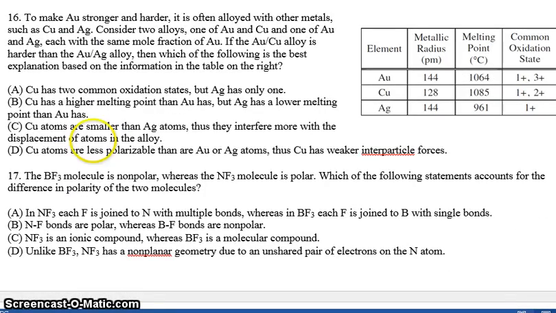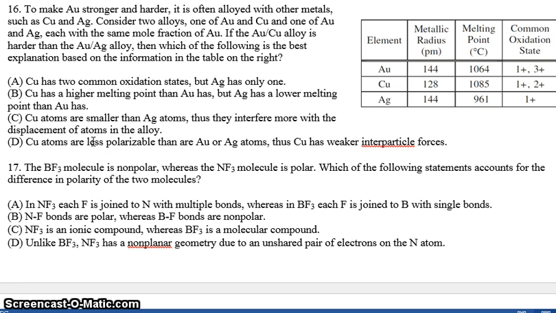Number 16 says, to make gold stronger and harder, it is often alloyed with other metals, such as copper and silver. Consider 2 alloys, one of gold and copper, and one of gold and silver, each with the same fraction of gold. If the gold-copper alloy is harder than the gold-silver alloy, which of the following is the best explanation based on the information in the table on the right? So here's the information. You'll notice that gold and copper have roughly equal melting points, but their sizes are different. So I want you to notice the biggest difference here is the size, the metallic radius. So copper is quite a bit smaller, and silver is about the same size as gold. This will probably play the biggest role.